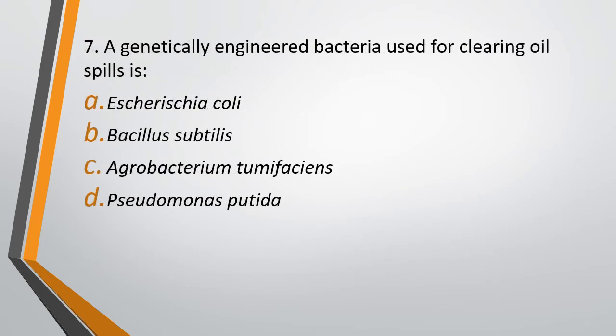Question 7. A genetically engineered bacteria used for clearing oil spills is option A, Escherichia coli, option B, Bacillus subtilis, option C, Agrobacterium tumefaciens, or option D, Pseudomonas putida. The correct answer is option D, that is Pseudomonas putida has the function of clearing the oil spills, and it is a genetically modified or genetically engineered bacteria.